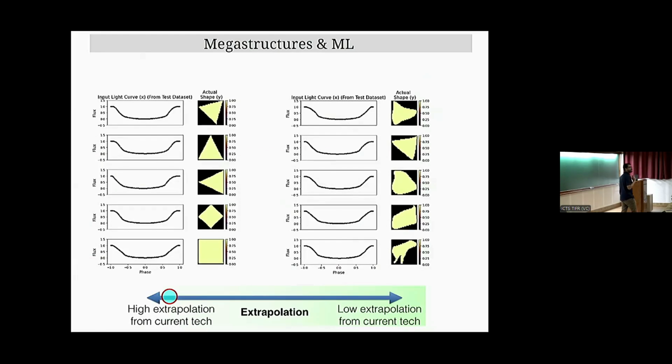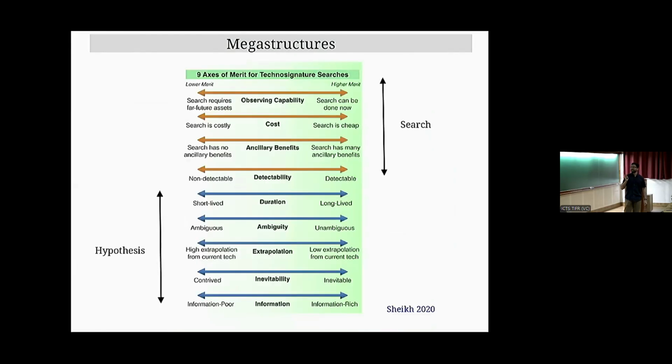Now, you can imagine we can generate a library of light curves for different shapes and use machine learning to see what kind of shape it gives. In fact, we have done this, but I will not give you the results here. Look for the talk by Geetika in the next session. And where do the megastructures fall in? Megastructures are basically falling most of the time in this region. Okay, apart from that, it's a very high extrapolation on the current tech, and it will be ambiguous for sure.